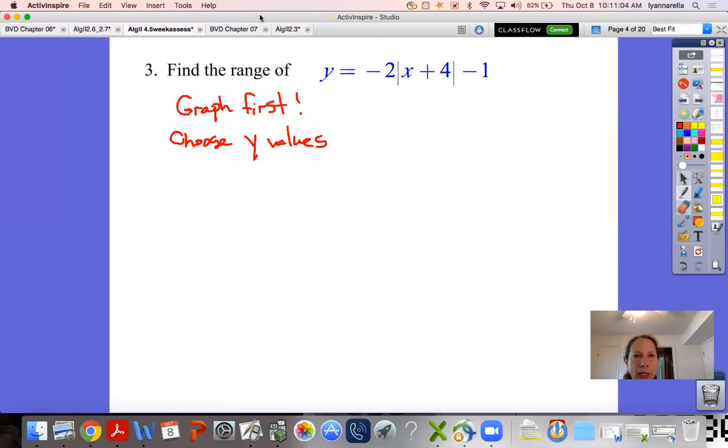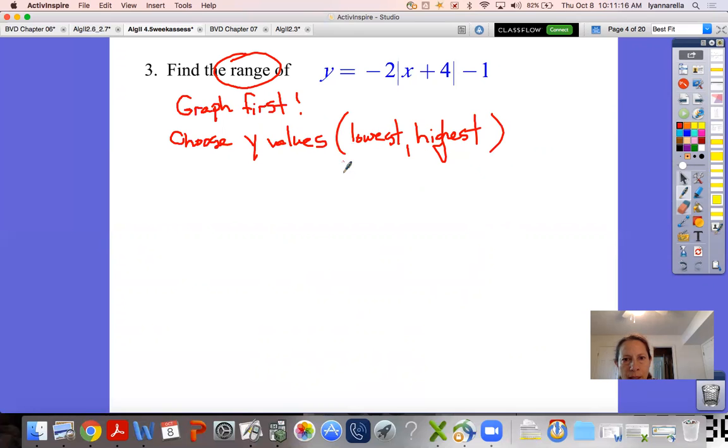Okay, so the range is y values. Do not tell me the x values. Tell me the lowest first, and then the highest last. Some of you keep going backwards because you always want to start at the top, but it should be lowest to highest. And sometimes ranges will have brackets on them.